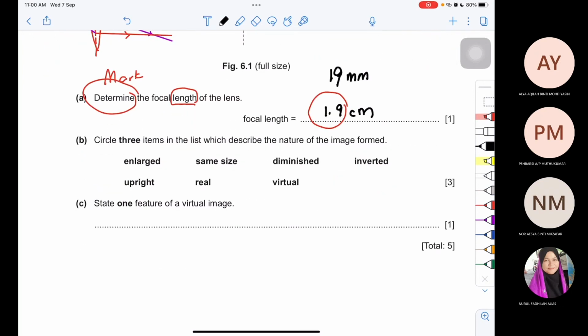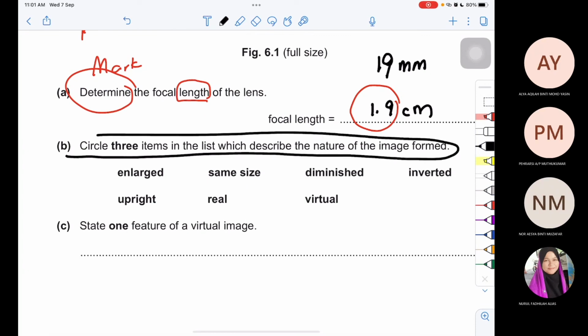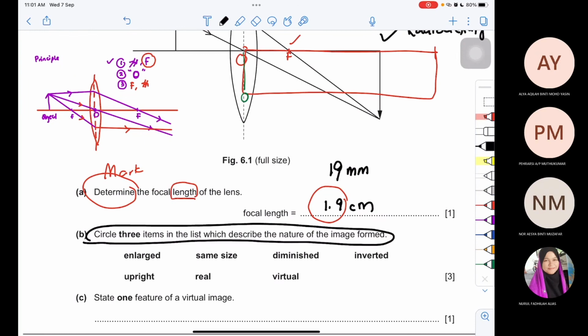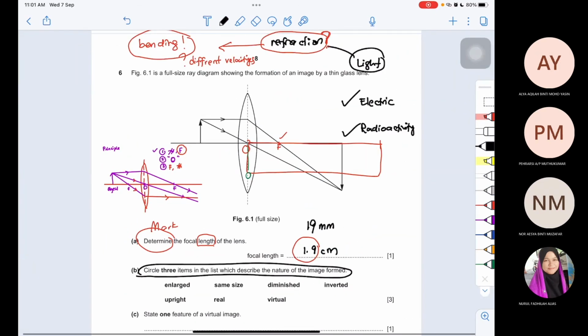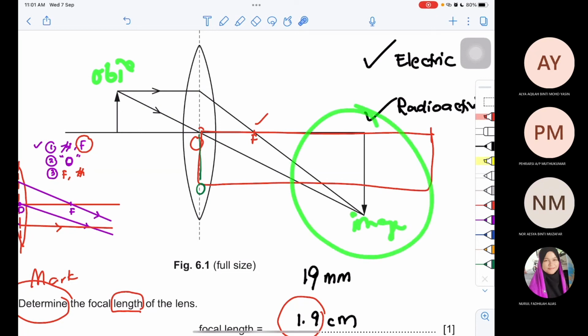Circle 3 items in the list which describe the nature of the image formed. So that's easy ya. Soalan ni macam soalan free. How can you know the answer? Sama ada you hafal ataupun you tengok sahaja. Where is the image? So you tengok arrow, agak-agaknya you boleh tahu tak mana satu image, mana satu objek. Image yang belah kanan. Yes. Okay, so you look at the arrow. Arrow from object to the image. So here is the object, here is the image. So the answer is in the diagram.